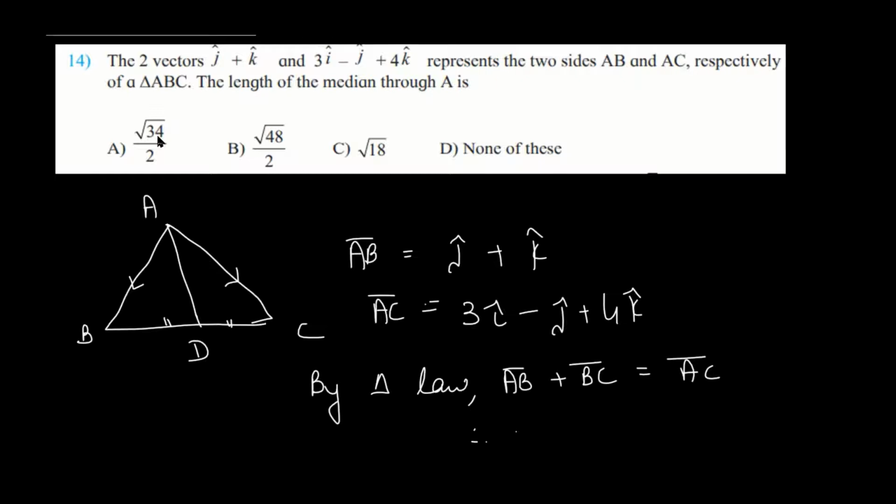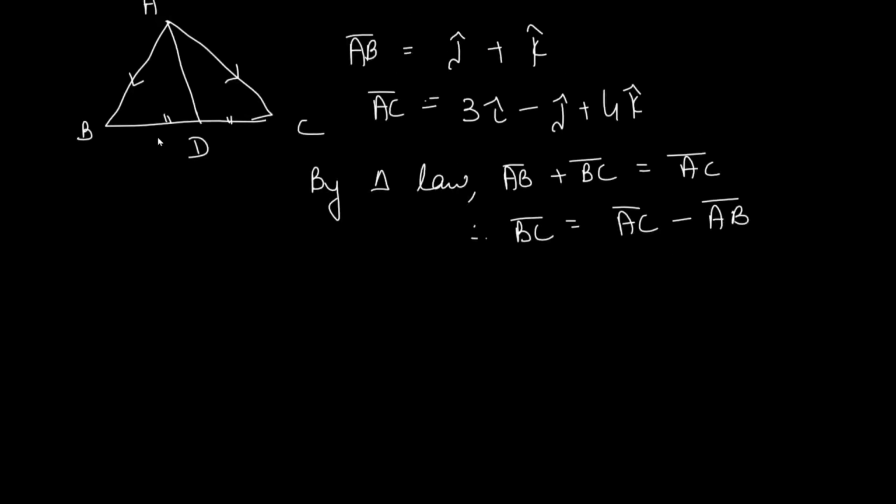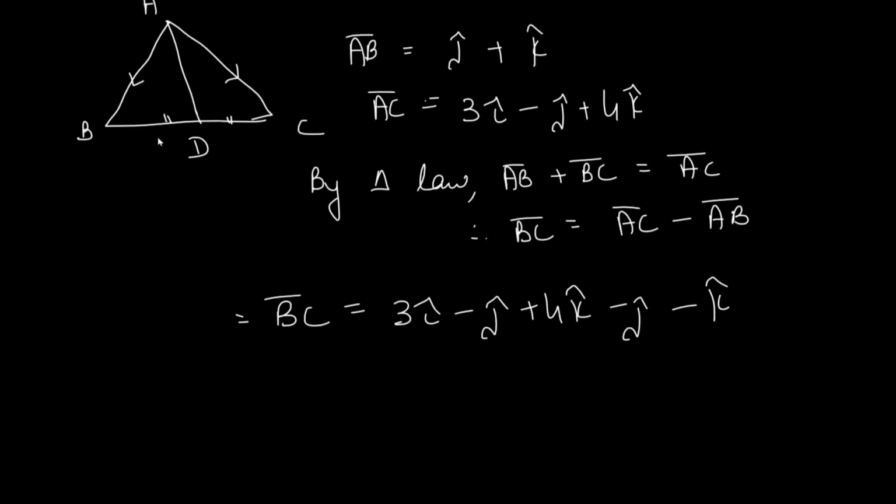So therefore, to find BC, we can say BC is equal to AC minus AB, since we know both these values, AB as well as AC, which are given in the question. So we can write that BC is equal to 3I minus J plus 4K minus J minus K, putting a minus sign because it is subtracted.